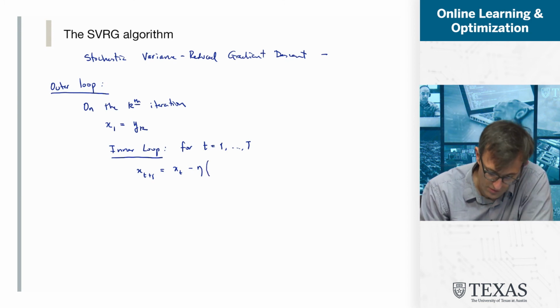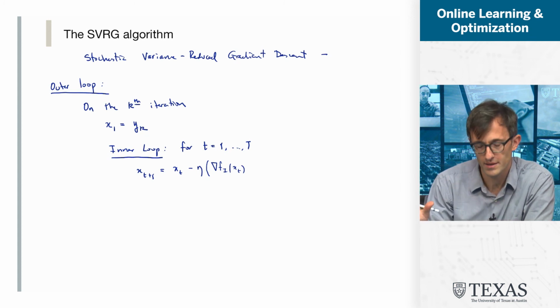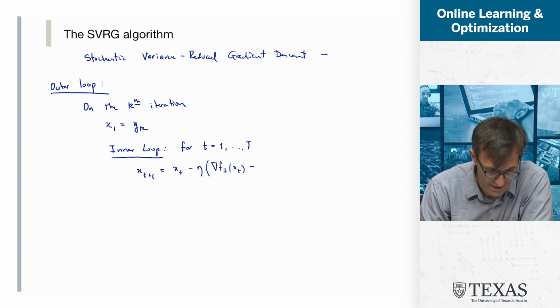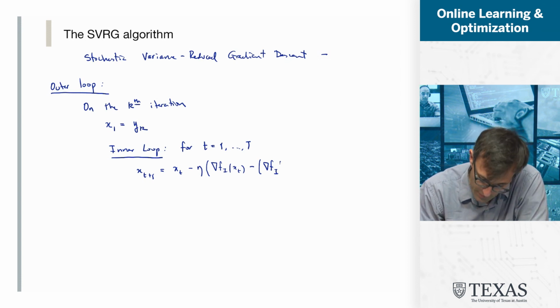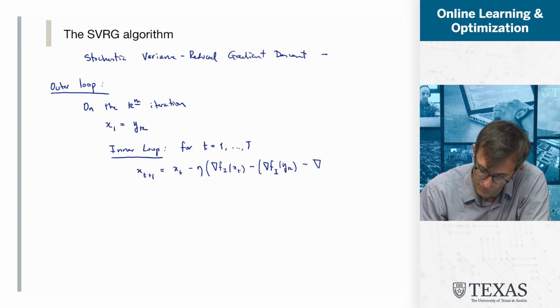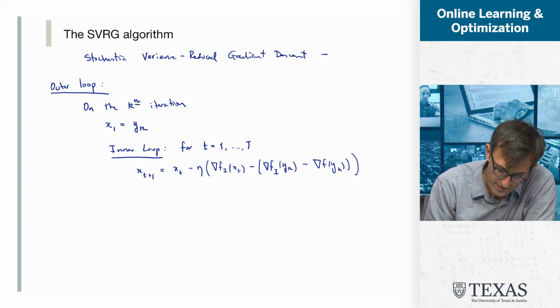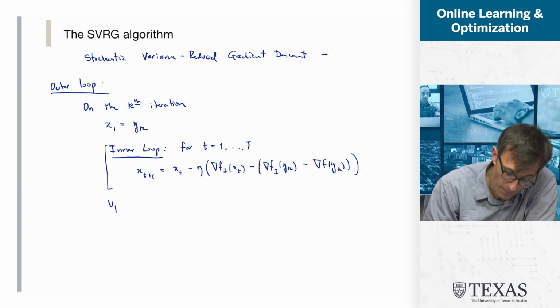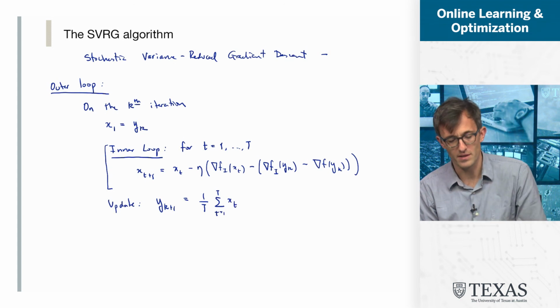So this is going to be the gradient of fi evaluated at xt, minus my recentering. The recentering is going to be computed at y. So minus the gradient of fi, the ith component, again this is the same i, evaluated at yk, minus the full gradient of f evaluated at yk. Once this inner loop completes, we update y. yk plus 1 is equal to 1 over T times the sum of all of the iterates generated by this trajectory of the inner loop. There are other ways to update y, but for us, this is how we're going to do it.